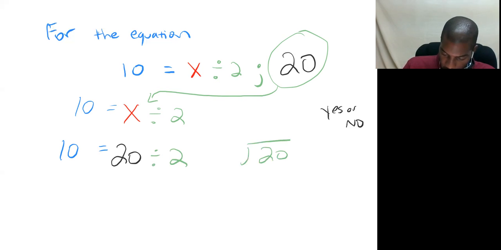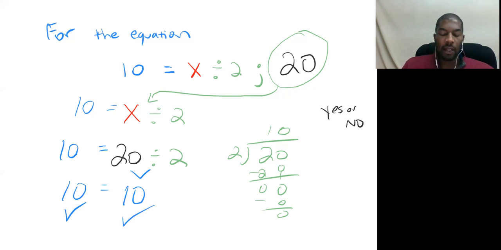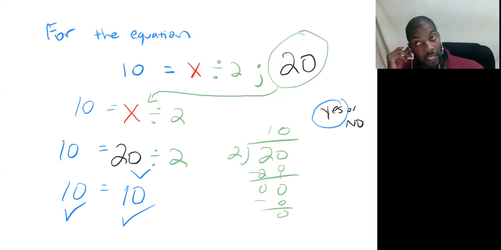20 divided by 2, 2 goes into 2 once. 1 times 2 is 2. 2 minus 2 is 0. How many times does 2 go into 0? No times. 0 times 0 is 0. 0 minus 0 is 0. I get 20 divided by 2 is 10. Does 10 equal 10? Yes, sir. Yes, ma'am, it does. So 20 is a solution for the equation 10 equals x divided by 2. The answer is yes. And there you go. That's how you look for solutions for variable equations.